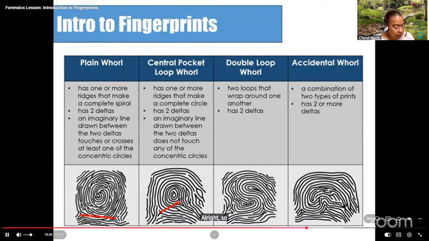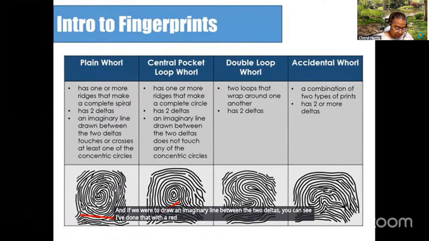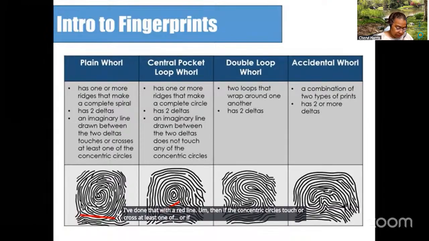All right, so a plain whorl is going to have one or more ridges that make a complete spiral. We call these concentric circles. So it's like a circle around a circle around a circle. Here in the plain whorl, we're going to see that we have 2 deltas. If we draw an imaginary line between the 2 deltas, as I've done with a red line, and the imaginary line crosses or touches at least one of the concentric circles, then we have a plain whorl.